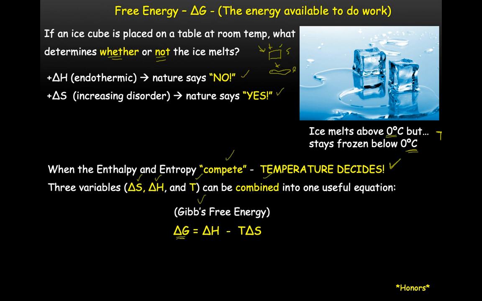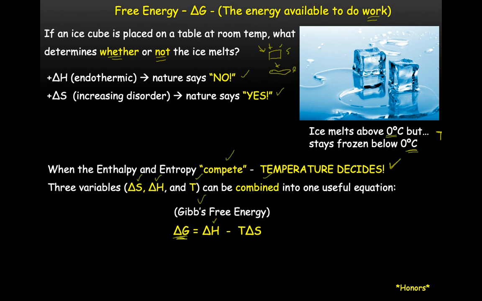What is the absolute ending energy that can be used to do some type of useful work? Is it released or is it absorbed? That's important to know about this. So we're going to take delta G, the Gibbs free energy, to equal the enthalpy, delta H, minus the temperature times delta S.